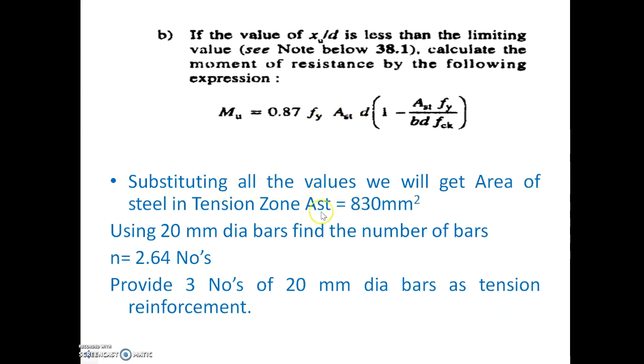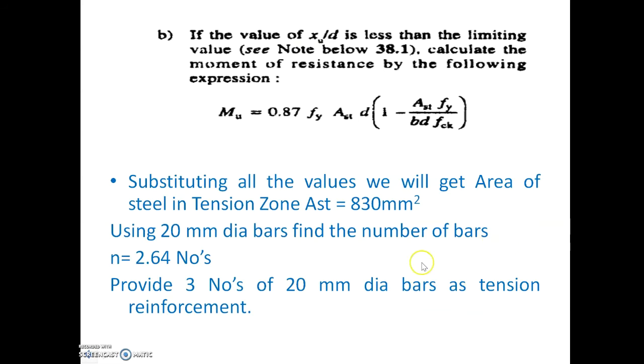Substituting all the values, we will get the area of steel in the tension zone, that is equal to 830 mm square. In this case, we have to use Mu is equal to 185 kilonewton meter. So by using the 20 mm diameter bars, we have to find out the number of bars. So first of all, how to calculate the number of bars means Ast, that is total Ast divided by pi by 4 into 20 square. We will get n is equal to 2.64. So provide three numbers of 20 mm diameter as tension reinforcement.